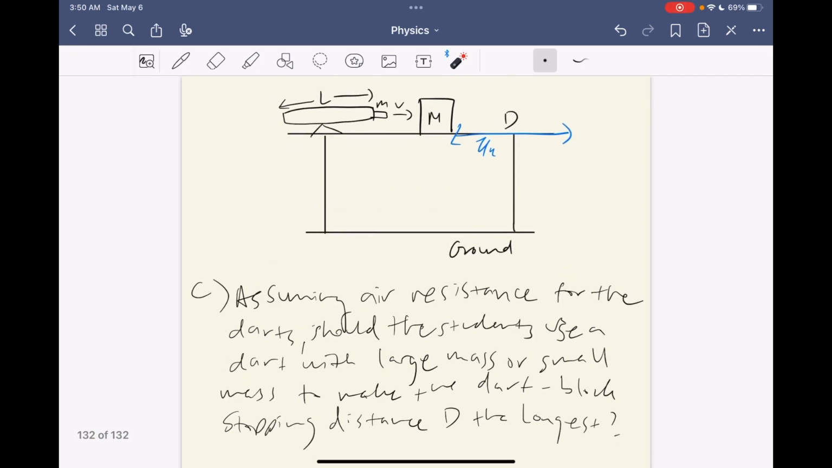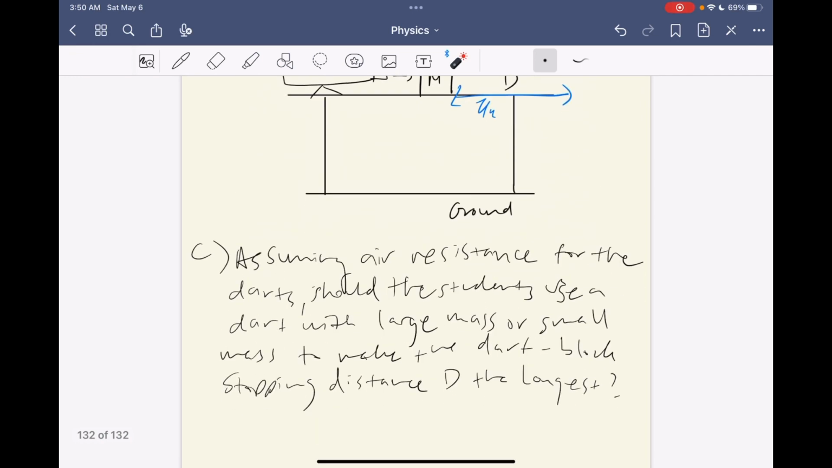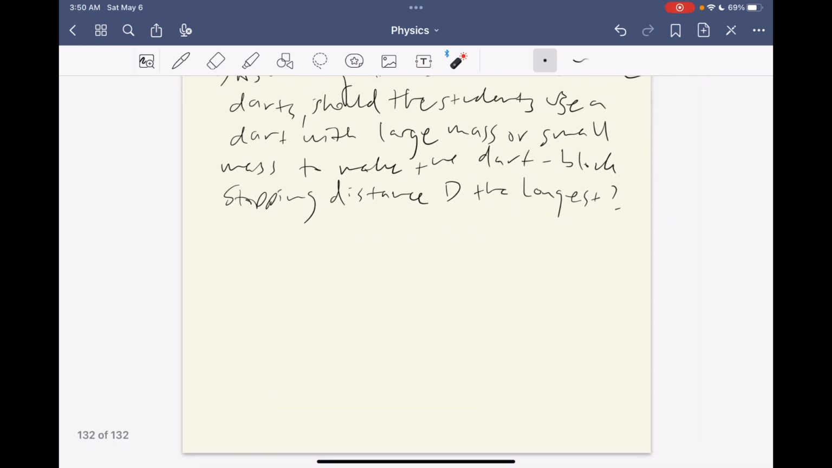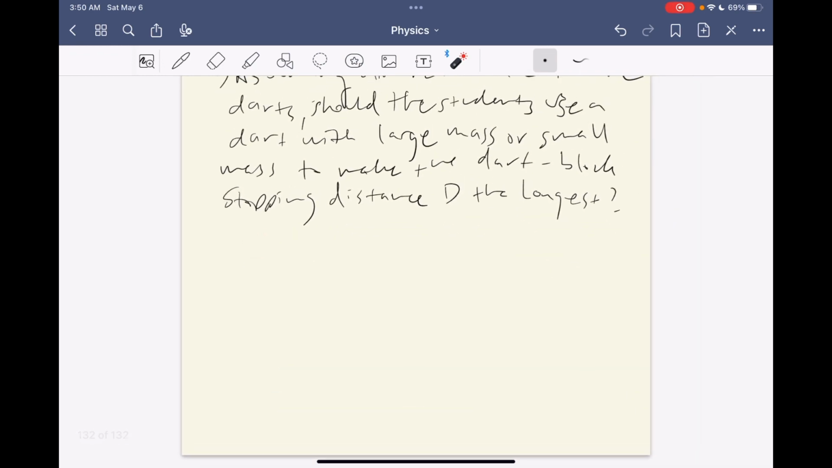So for part C, it's asking, should the students use a dart with a large mass or a small mass to make the dart block stopping distance D the longest? So we can first use net force equals ma. What we know is that when the mass is small, it would result in a larger acceleration, and when the mass is large, it would result in a smaller acceleration, right?